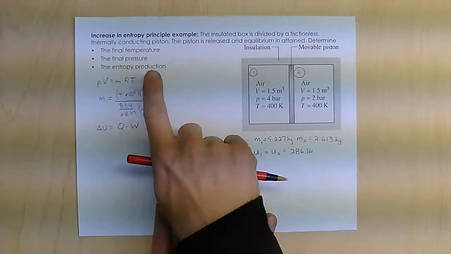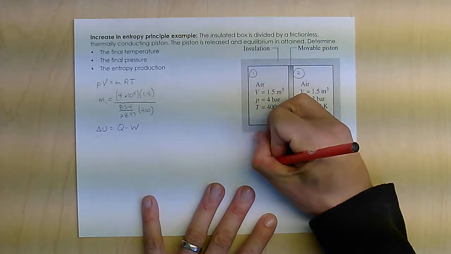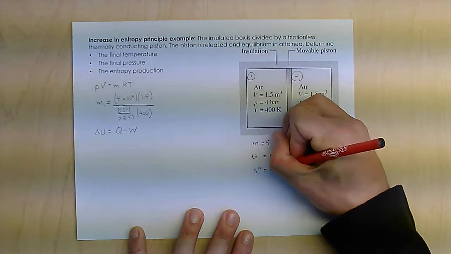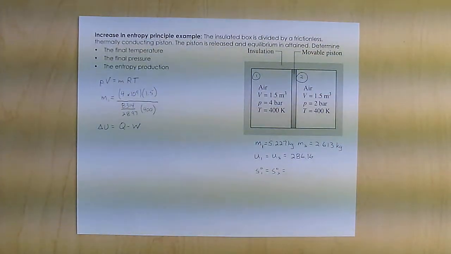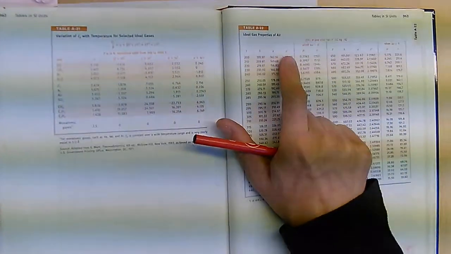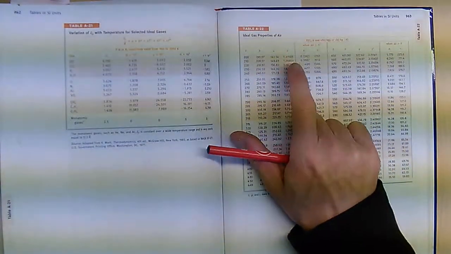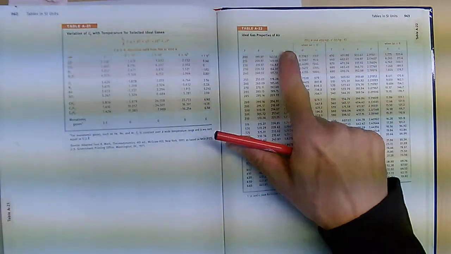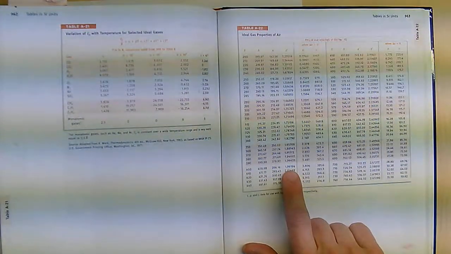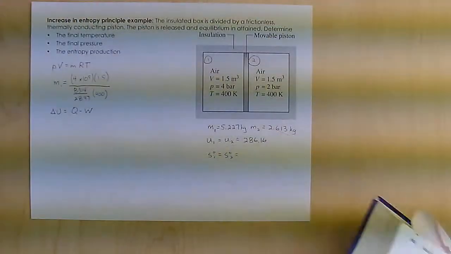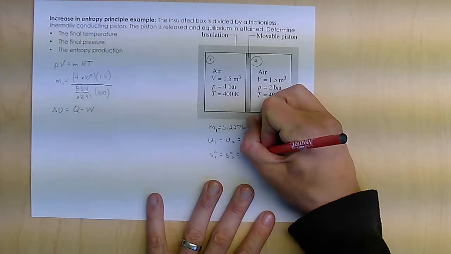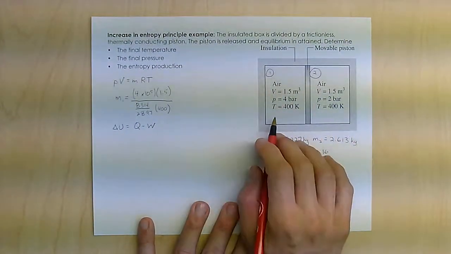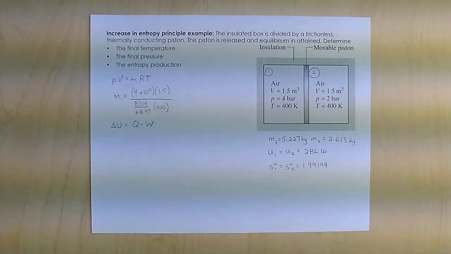I'm ultimately looking for entropy production, so let me look up S01. Because the temperatures are the same, that's going to equal S02. Now, this is not the actual entropy; it's the entropy at a specific reference value, because the total entropy depends not only on temperature but also on pressure. But this S0 value is going to be the same, 1.99194. Both sides are at the same temperature, so U and S0 are the same for them.